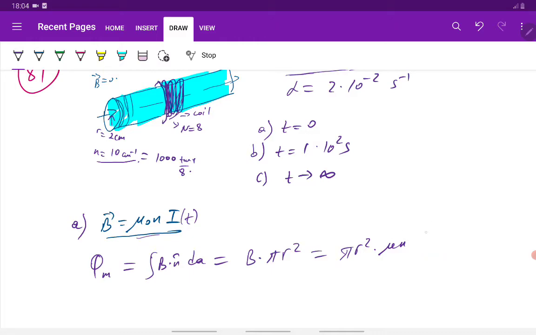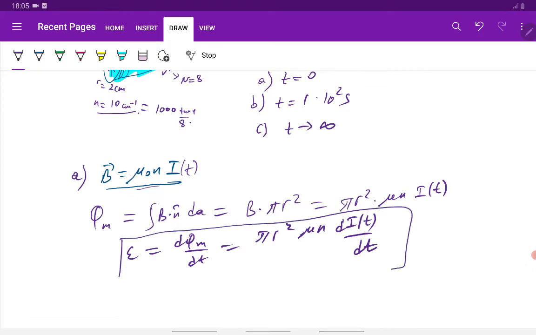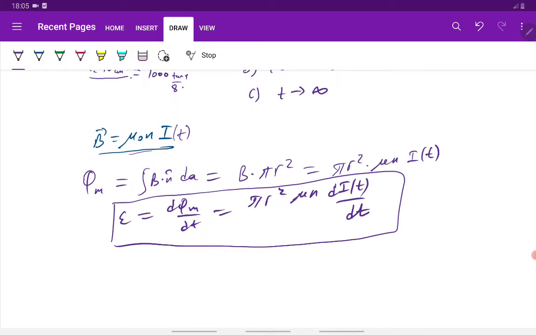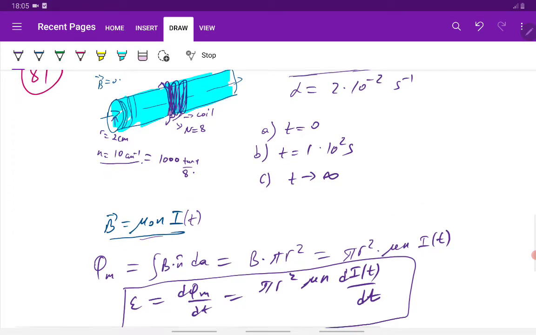Sorry, first, it's not the EMF I'm writing. So the EMF is dΨm over dt, which equals π r squared μ n dI over dt. Yes, now we found the general formula for the EMF. So what should we do now? We can just substitute everything. So π r squared. What is r here? R is given, this r, 4.